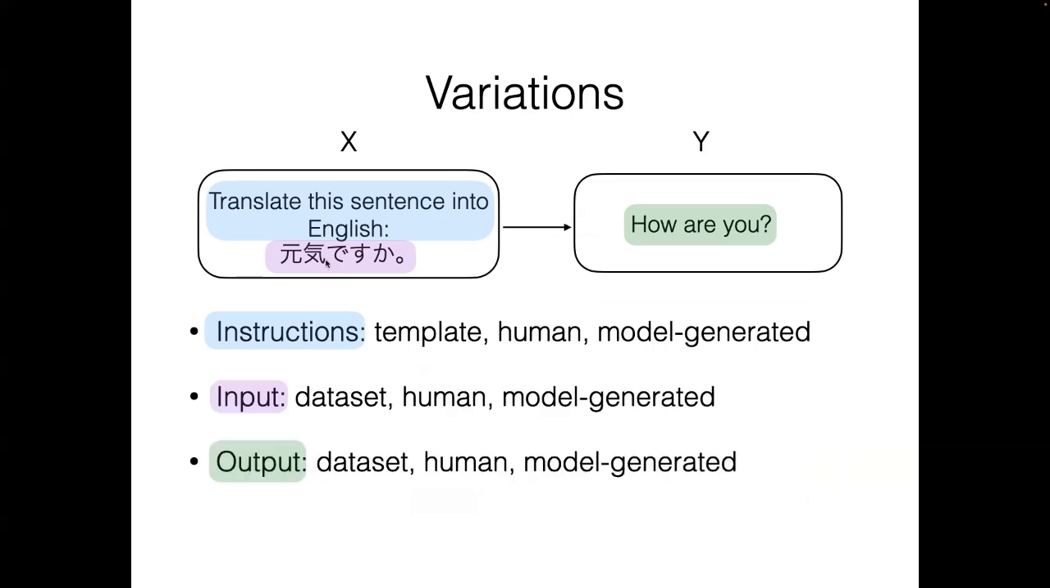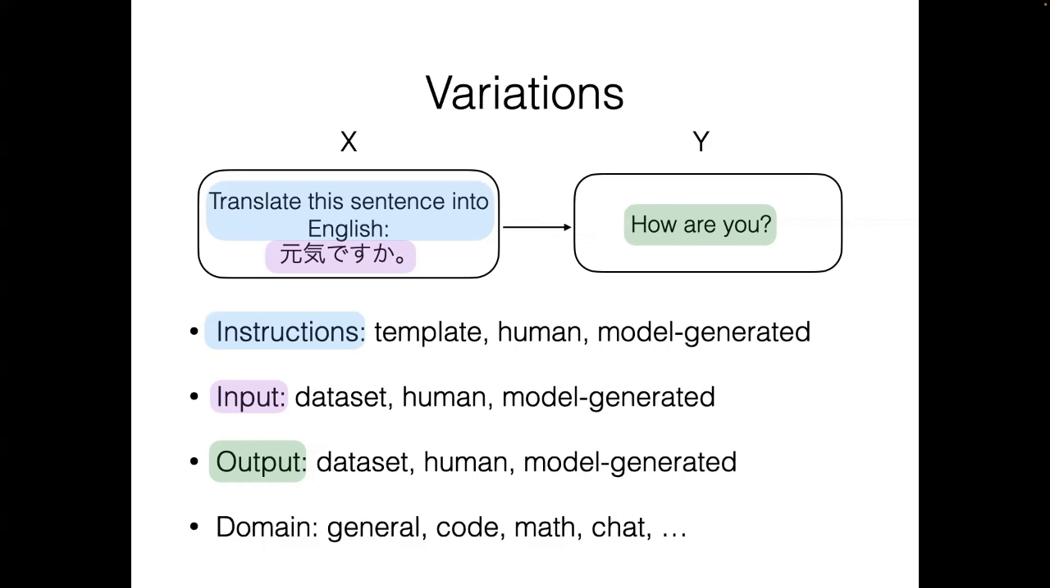And then similarly, you could determine where you get your inputs and where you get your outputs from. We'll see an example next where you take an existing data set, like a translation data set, and put it into this instruction tuning format. You could again have humans specifically write inputs, or have models generate them. And so we'll see an example of some of these combinations.